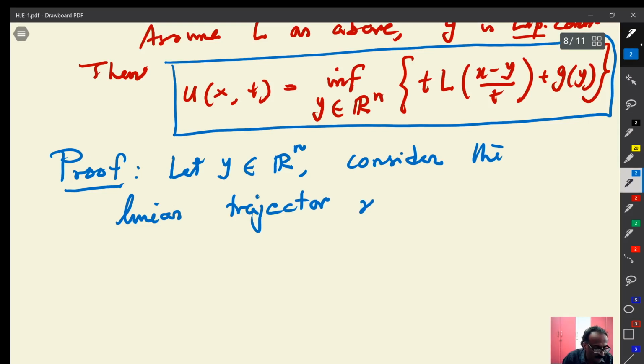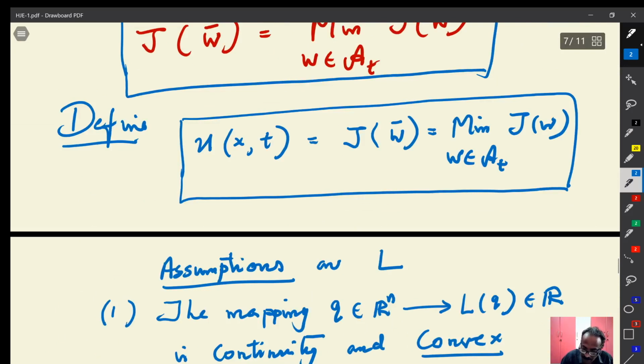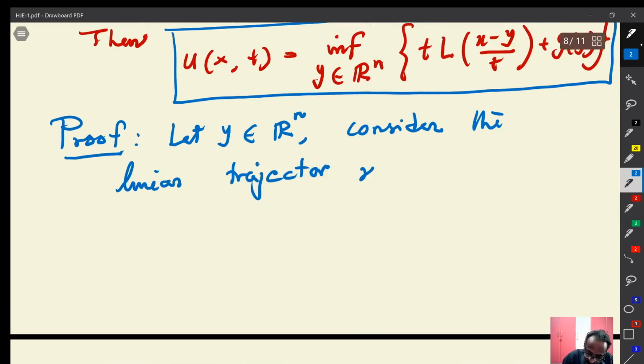W tilde maybe. What notation are we using? Yeah, we are using the notation W. So let me use W tilde for the trajectory. W tilde of s is equal to y plus s by t, that's the slope I am taking, times x minus y.